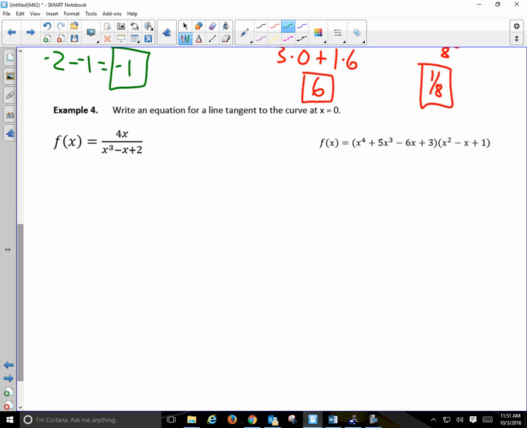All right. Let's do example 4. Write an equation for a line tangent to the curve at x equals 0. This is the type of problem that, again, you'll see on the AP test or my test. Great, great problem. I love it. Write an equation. So what 2 things should you write down? Slope and a point on a line. I know for a point on a line, I've got 0 as my x value. How do you figure out the y value? Plug in, I got 0 over 2, which is 0.